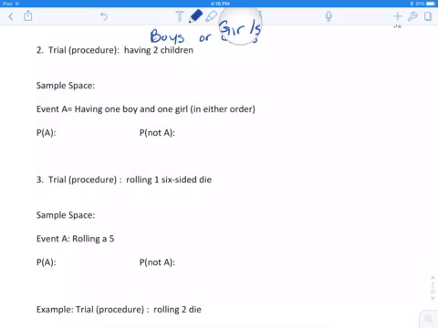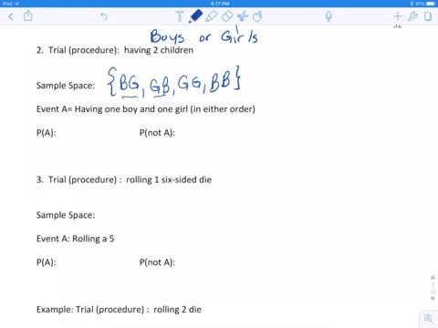So our sample space, if we're having 2 children, could be that you'd have a boy and then a girl, or a girl and then a boy, or 2 girls or 2 boys. So the event that we want to find the probability of is having 1 boy and 1 girl in either order. So we can see that there are 2 ways that can happen. So it would be 2 over the total possible number of ways would be 4. And 2 over 4 reduces to 1/2.